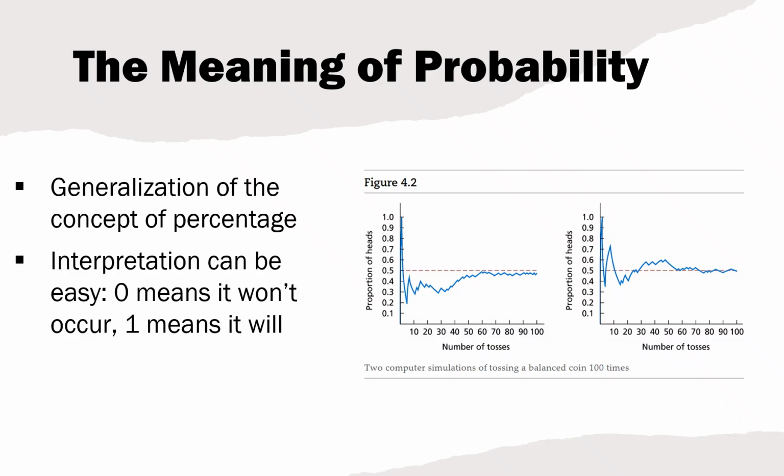What I'm showing here in this figure is two computer simulations of tossing a balanced coin 100 times. And this plays into the frequentist interpretation of probability, which basically construes the probability of an event to be the proportion of times it occurs in a large number of repetitions of the experiment. So when we're talking about probability, we can use the frequentist interpretation for understanding the meaning, but it's not really the definition of it. And of course, the equal likelihood model is not used all the time because there are assumptions behind it.